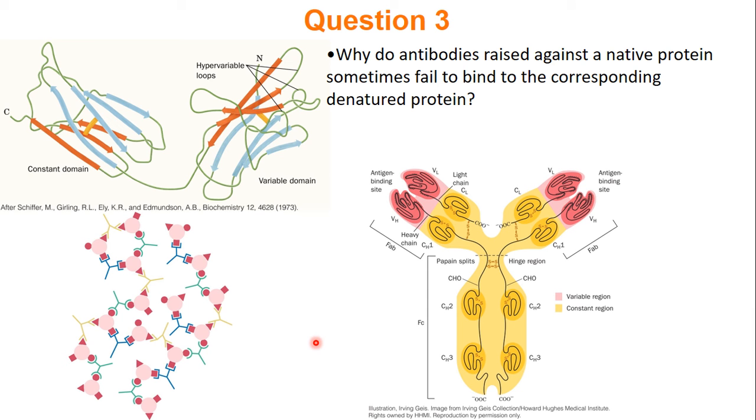Why do antibodies raised against a native protein, and when I say native, that means folded, fail to bind the same protein that's been denatured? Denatured means unfolded. Well, the reason might be that in the folded structure, you might have an alpha helix or a beta sheet or some kind of structure that the antibody is recognizing and binding.